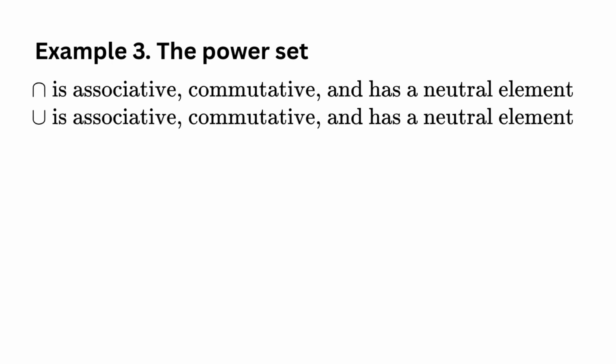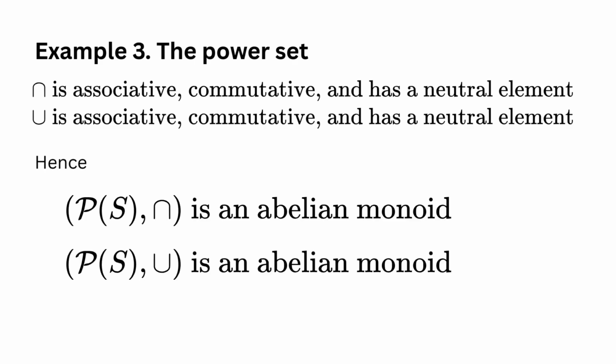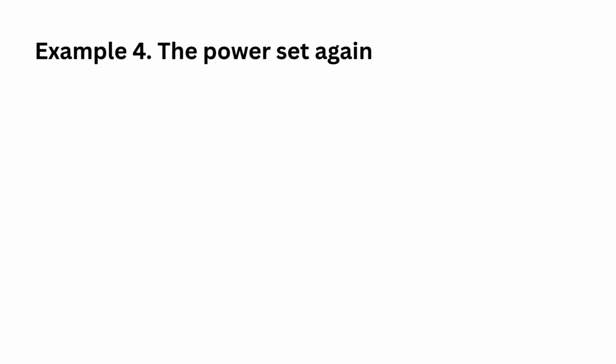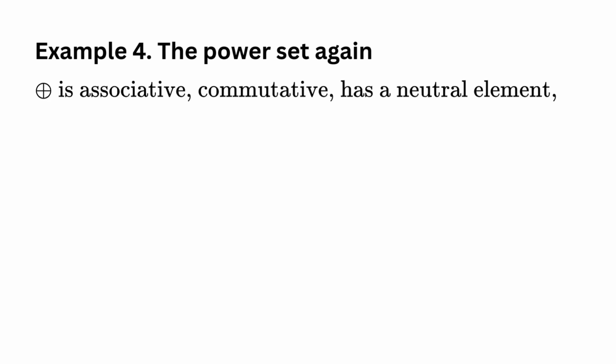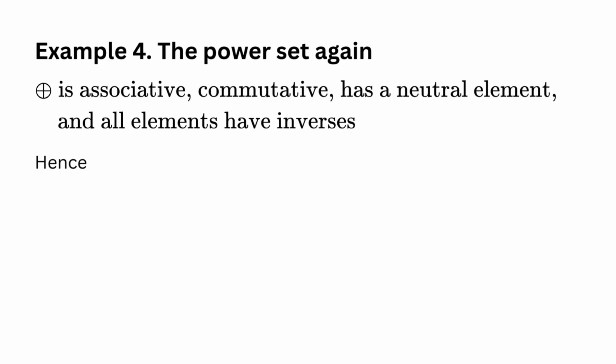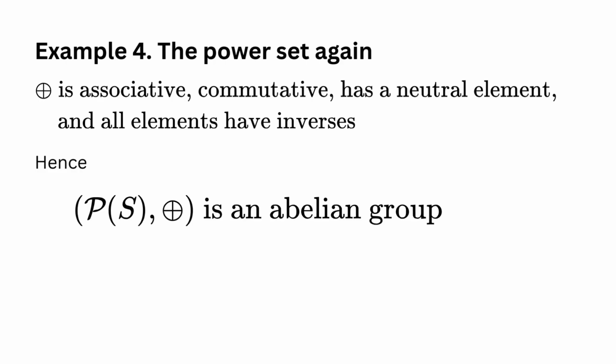Example 3. Recall that the intersection and union operations between sets are associative, commutative, and they have a neutral element. Hence, the power set of a set S endowed with the intersection or union of sets is an abelian monoid. Example 4. Recall that the symmetric difference between sets is associative, commutative, and has a neutral element. In addition, each set has an inverse with respect to this operation. Hence, the power set of a set endowed with the symmetric difference of sets is an abelian group.